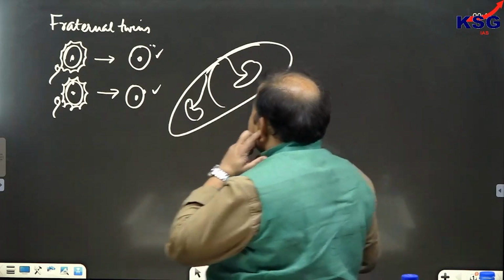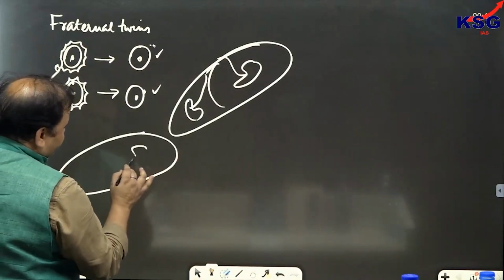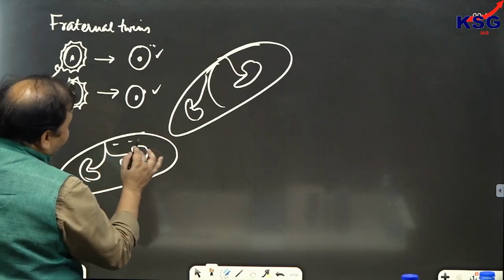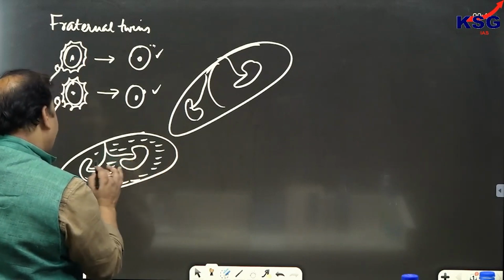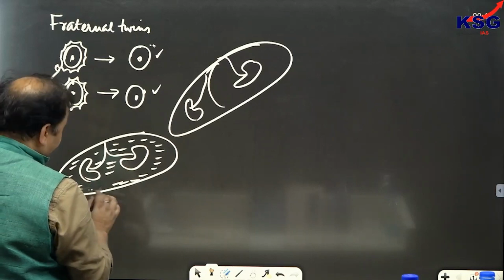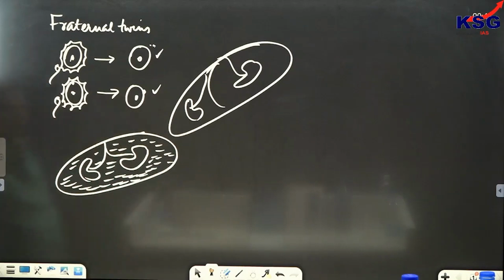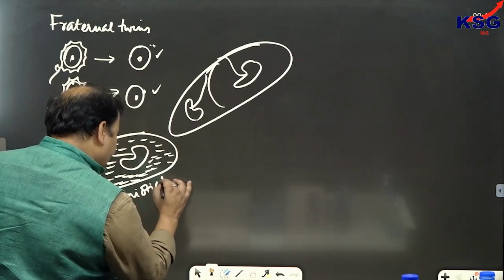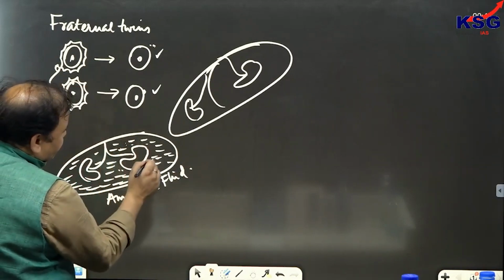So sometimes what can happen? If the fetuses leading to the birth of fraternal twins are present in the same amniotic sac and they share the same placenta, what will happen? Exchange of cells between them can take place through amniotic fluid. Clear? Because you know that the cells of the fetus are present in the amniotic fluid.